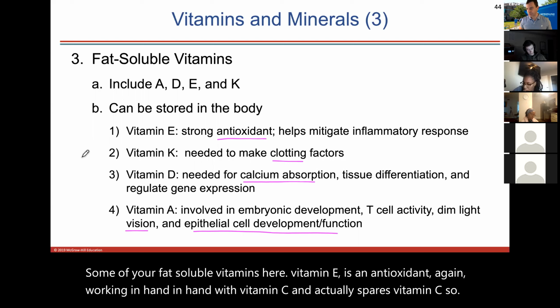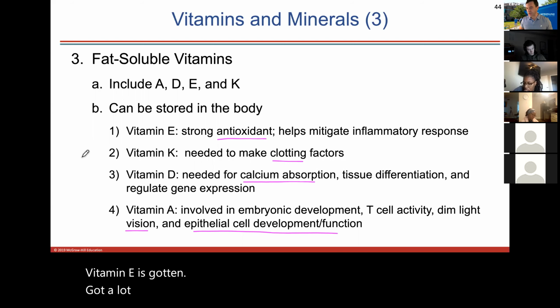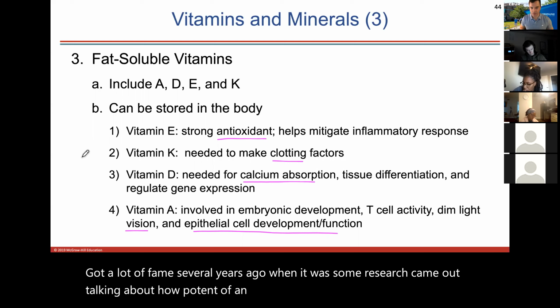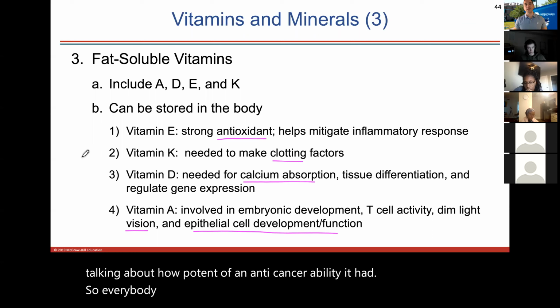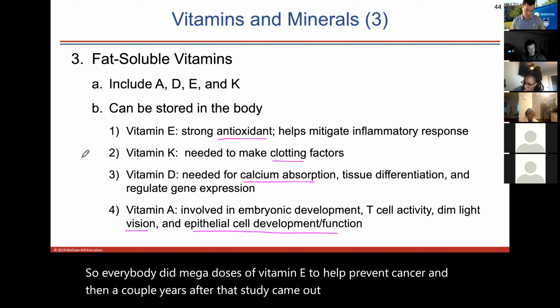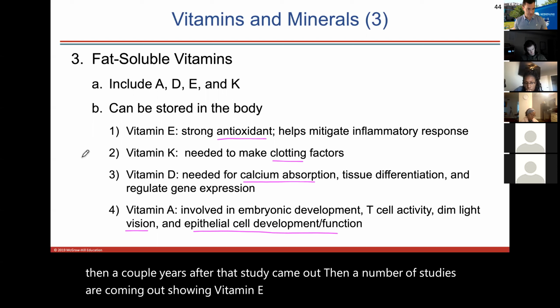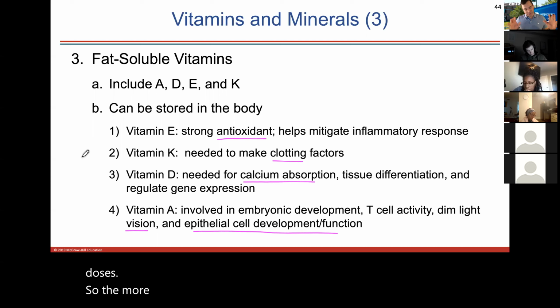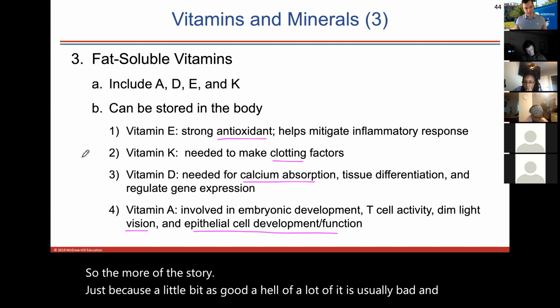So vitamin E got a lot of fame several years ago when some research came out talking about how potent of an anti-cancer ability it had. And so everybody did mega doses of vitamin E to help prevent cancer. And then a couple years after that study came out, a number of studies started coming out showing vitamin E actually could cause cancer in high doses. So the moral of the story, just because a little bit is good, a hell of a lot of it is usually bad. And with any vitamin, that's the case.